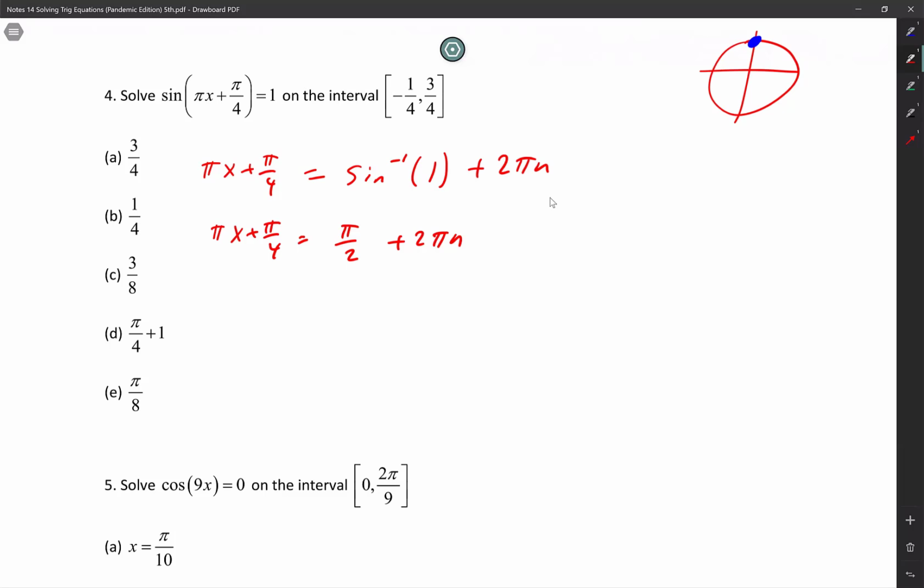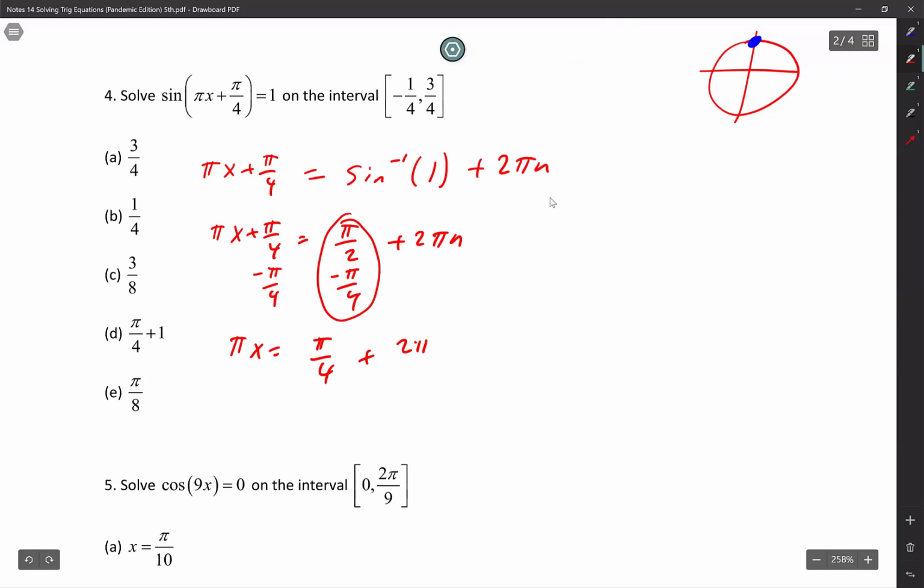Remember, guys, what I'm doing, I'm trying to solve for x. So I'm going to subtract the pi over 4. Subtract the pi over 4. So this is like half minus a fourth. So if you have 50 cents and you take away a quarter, you have a quarter left. So pi x equals pi over 4 plus 2 pi n. And then the last thing I got to do to get x by itself is divide by pi. Divide by pi, divide by pi, divide by pi. So x equals 1/4 plus 2n.